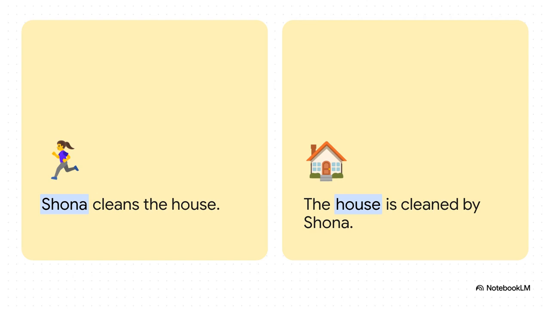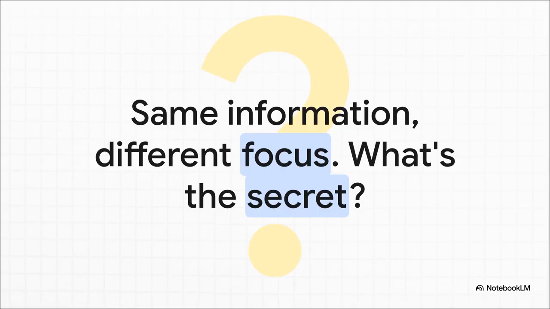So take a look at these two sentences. On the left, we've got Shona cleans the house. Super simple, very direct. And on the right, the house is cleaned by Shona. Now, they both tell us the same basic information, but you can feel it, right? The energy, the focus, it's all been shifted. So that's the mystery right there. Same facts, totally different impact. So what's the secret? Well, believe it or not, the answer is hidden inside the sentence structure itself, and we are about to find the key.